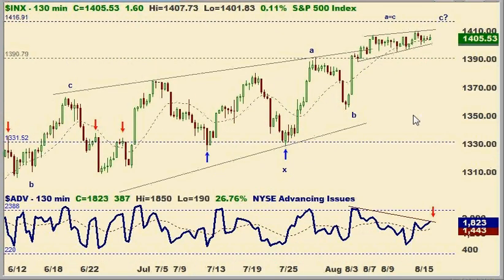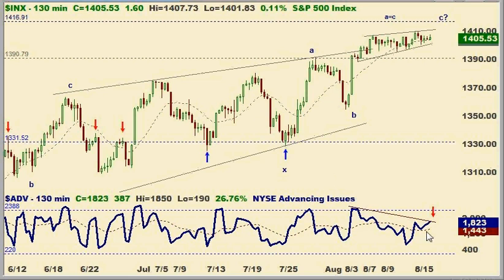Here is a slightly different count. Looking at this last rally phase as a diagonal, that's a possibility. And again, we don't necessarily have to get to 1425 basis the Dow or over 13,300 in the S&P for this to be a corrective B wave type of rally. And indeed, you can see we've got a trend line not too far above the market, perhaps around 1411 tomorrow.